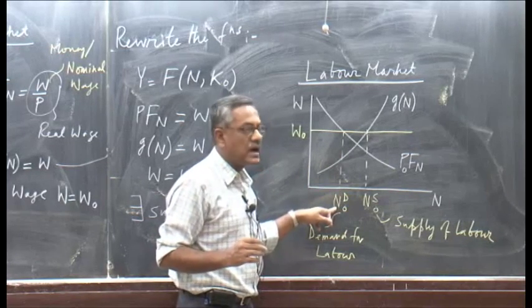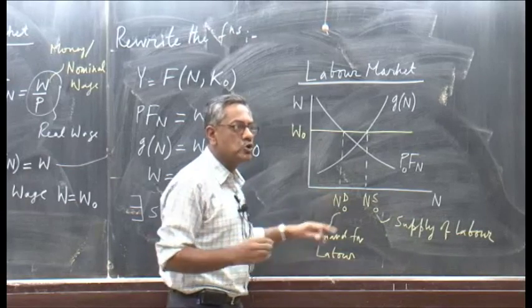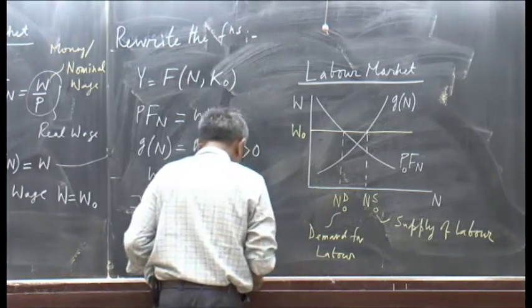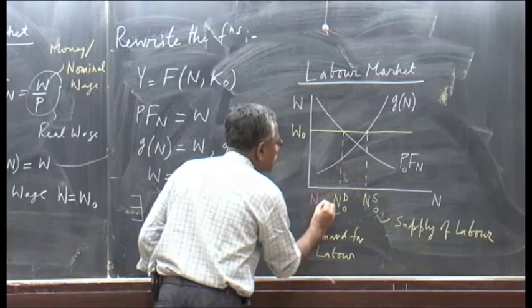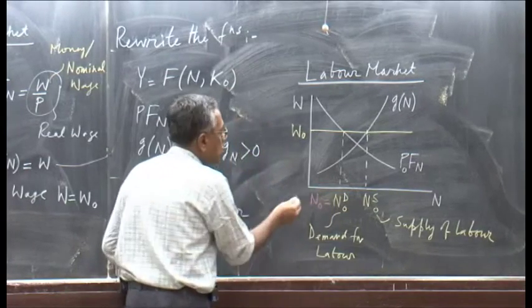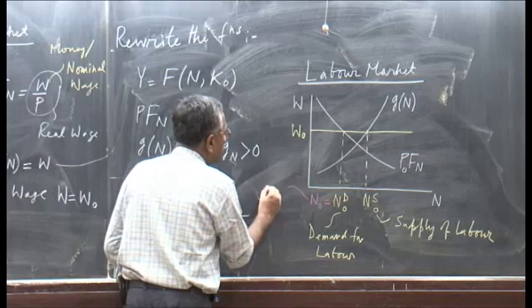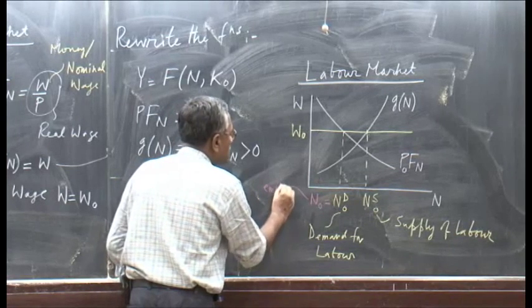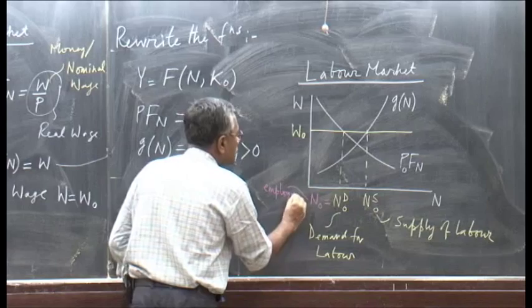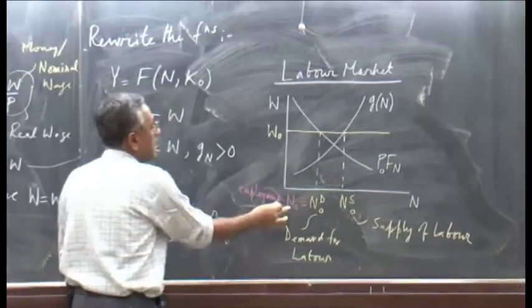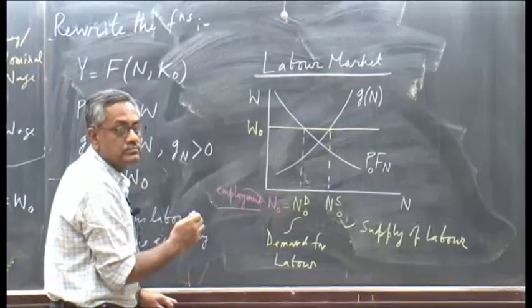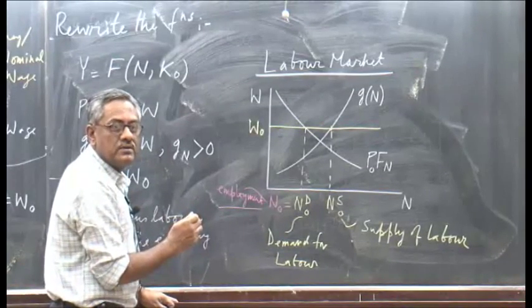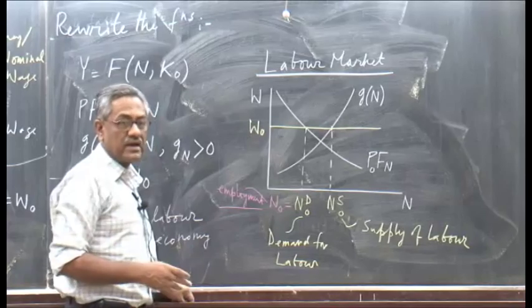So the number of people hired is actually ND naught. So ND naught is essentially equal to N. You can call that N naught. N naught is nothing but employment. That talks about the number of people hired. And N naught is employment, the number of people hired. All right? So now I have complicated my life enough.